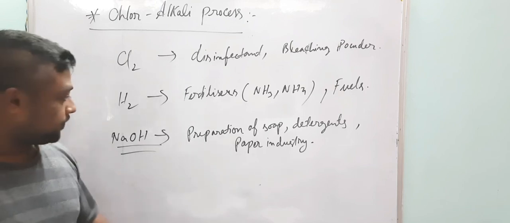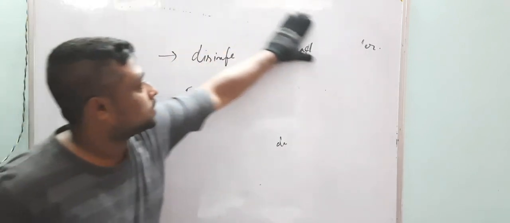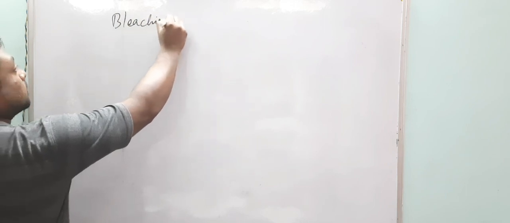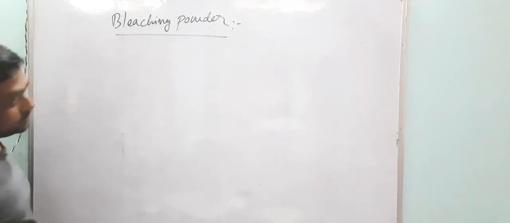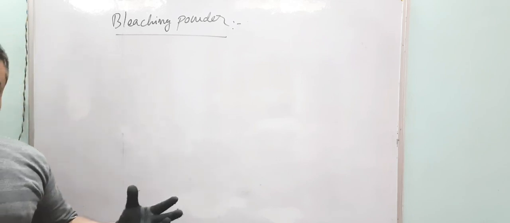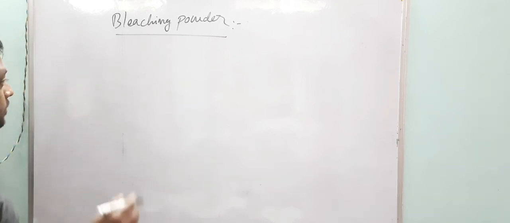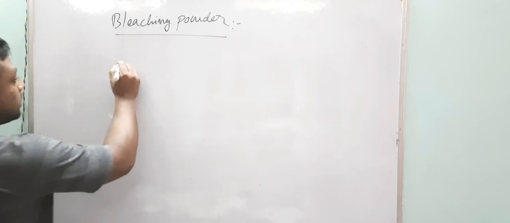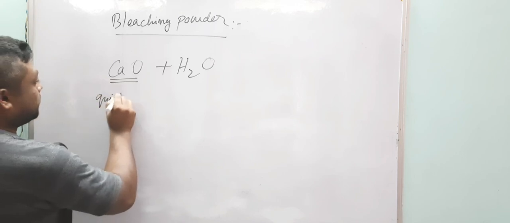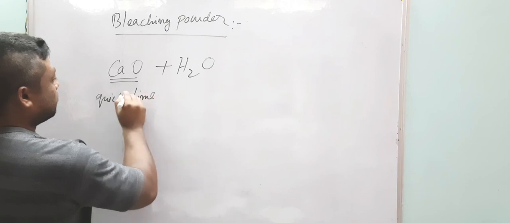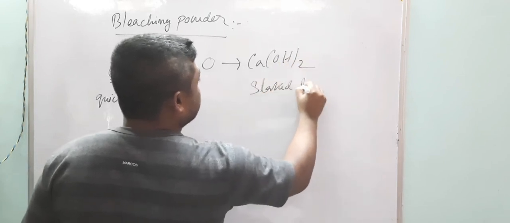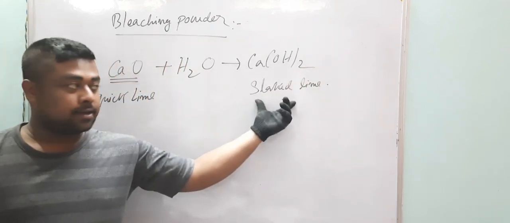Next, we are going to learn about bleaching powder. Bleaching powder is prepared industrially when chlorine gas is passed over dry slaked lime. In the first chapter on chemical reactions, we learned that when calcium oxide is allowed to react with water, what is calcium oxide? Quick lime, what we get in the market. When calcium oxide reacts with water, it results in the formation of calcium hydroxide, known as slaked lime. So when this slaked lime is allowed to dry, we get dry slaked lime.